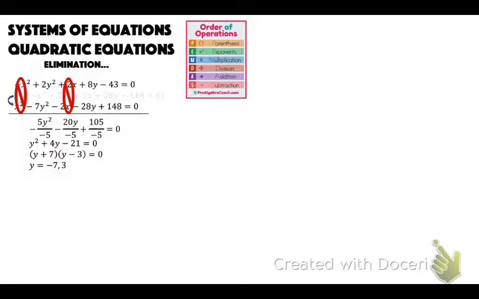Then we can plug that back in to one of those top equations. I'm going to plug in the negative 7 first. So I have negative x squared plus 2 times negative 7 squared plus 2x plus 8 times negative 7 minus 43. Always do that squared first. So that's negative x squared plus 2 times 49 plus 2x. 8 times negative 7 is negative 56 minus 43.